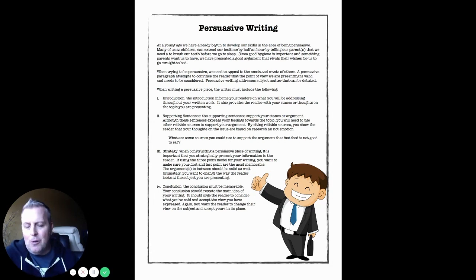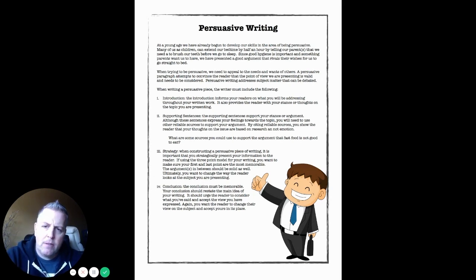So when we are writing a persuasive piece, we want to play to our audience and try to convince them that what we're saying is important and worth taking note of. When we're writing a persuasive piece, paragraph, or essay, we need to include the following. One thing we need to include is an introduction. In our introduction, we want to make it clear to the person listening to us, or reading our report or essay, what exactly we are trying to discuss. What is the topic we will be discussing? What argument are we presenting?